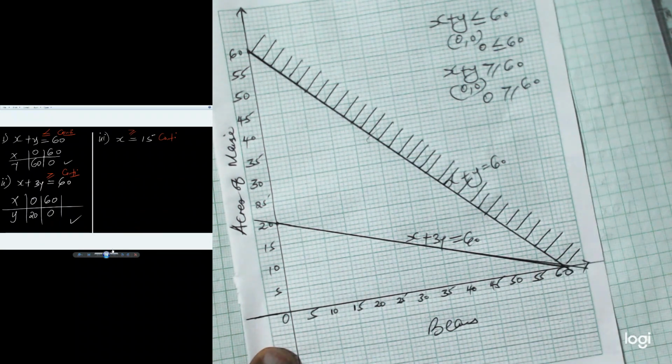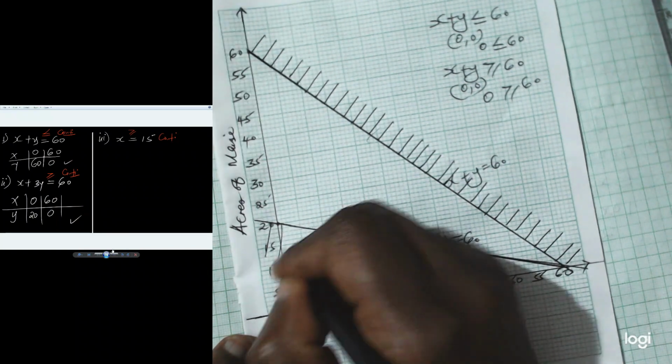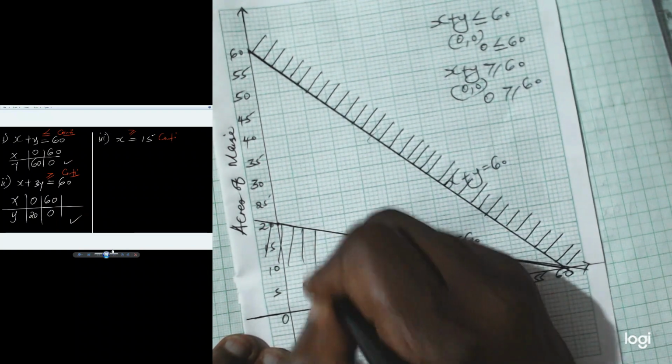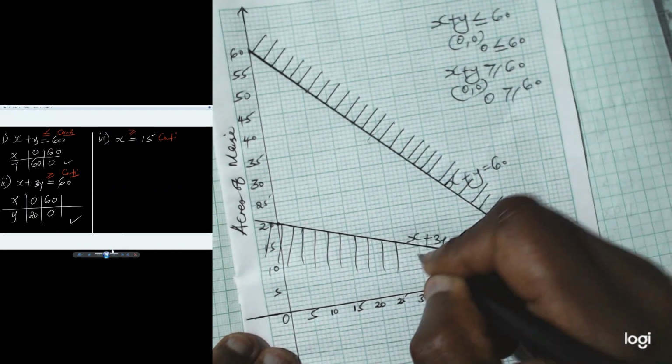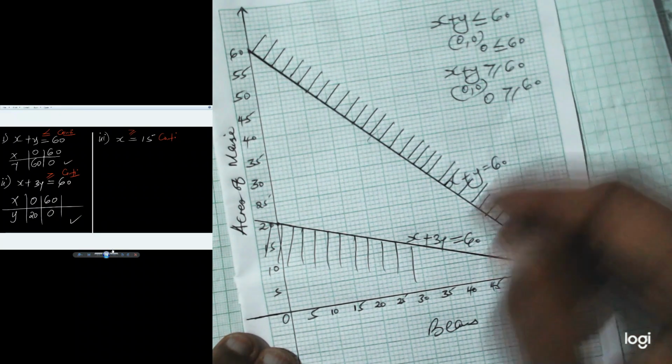Remember, in inequalities, we always shade the unwanted sides. So since this side where I have picked my point 0, 0 and substituted it, it has not satisfied that inequality. 0 is not greater than 60.